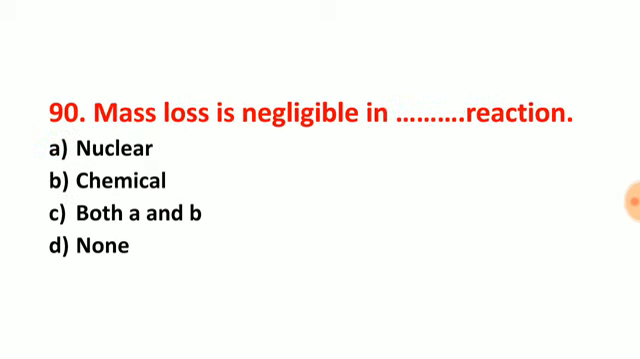Question number 90, mass loss is negligible in a chemical reaction. In a chemical reaction, there is very negligible loss of mass, but in a nuclear reaction like a nuclear bomb, a big mass is destroyed into other different masses, and mass can be converted into energy. So there is a large loss of mass in a nuclear reaction, but in a chemical reaction the loss of mass is almost negligible.